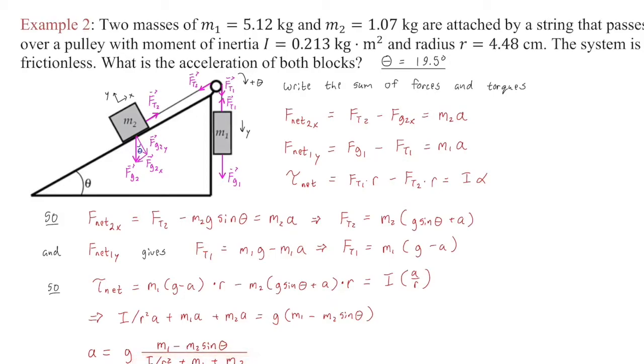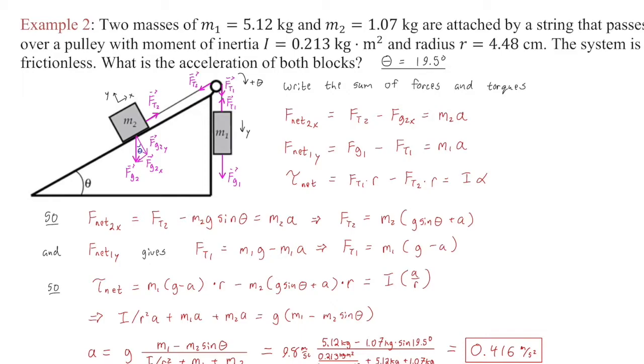But instead of m total, it's got this term that isn't quite like mass, but still has the same units of mass. You can tell it has the same units of mass because the moment of inertia has units of kilogram meter squared, and when you divide by radius squared, you just get kilograms. So this is a mass, this is a mass, that's a mass. This is like the effective mass of the pulley. All right, plug in our numbers, and there we go.